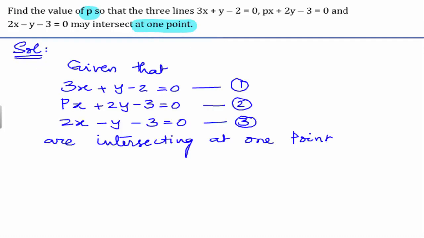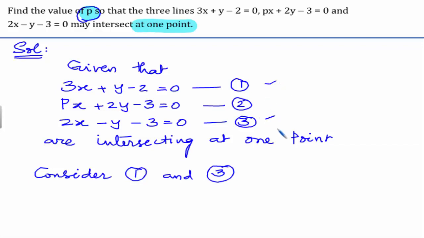It is given that the three equations 3x plus y minus 2 is equal to 0, px plus 2y minus 3 is equal to 0, 2x minus y minus 3 is equal to 0 are intersecting at one point. We have to find out the value of p. Now let us consider the two equations 1 and 3, and we'll find out the point of intersection of these two, and we'll substitute that point of intersection into this so that we get the value of p.